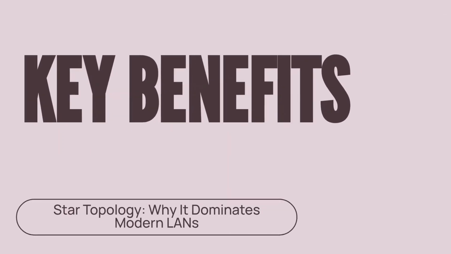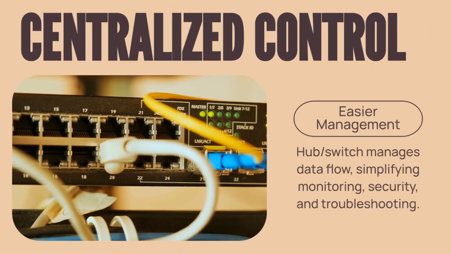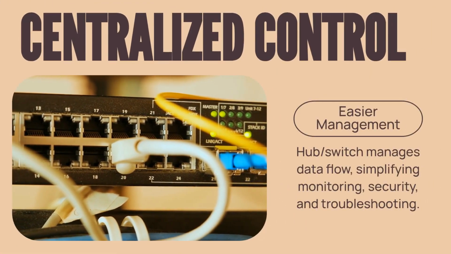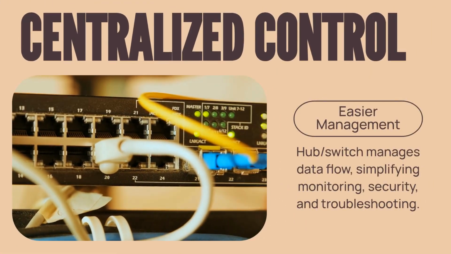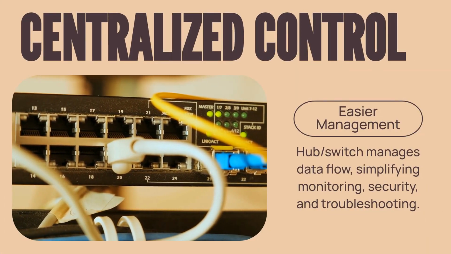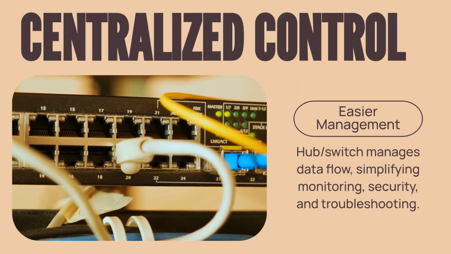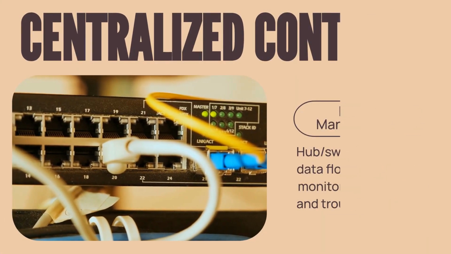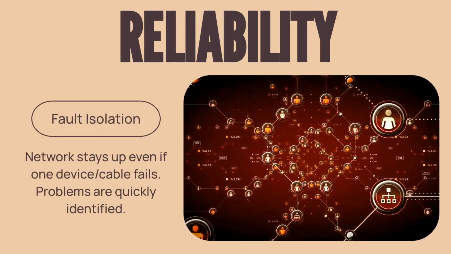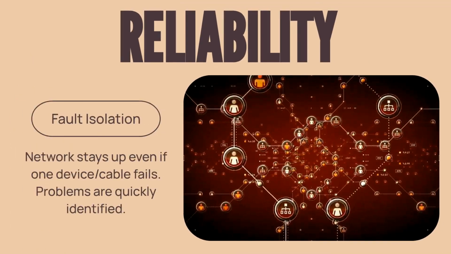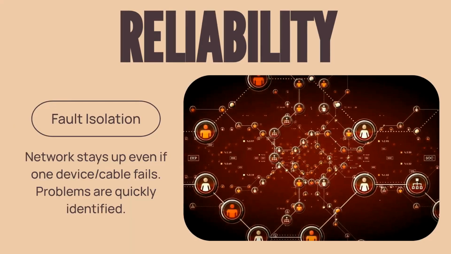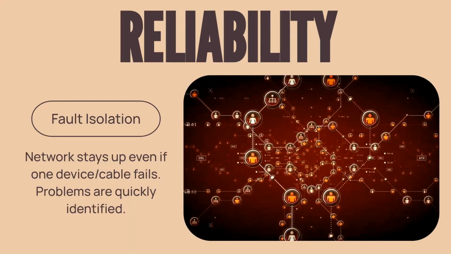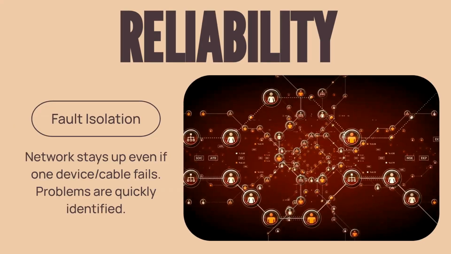Let's break down the 5 core benefits that solidify star topology's position as the leading network design choice. First, star topology offers centralized control. The central hub or switch governs all data flow, which simplifies traffic monitoring, security policy application, and problem solving. Reliability and fault isolation are major advantages. If a single device or cable segment goes down, the rest of the network keeps functioning, allowing quick, isolated repairs.